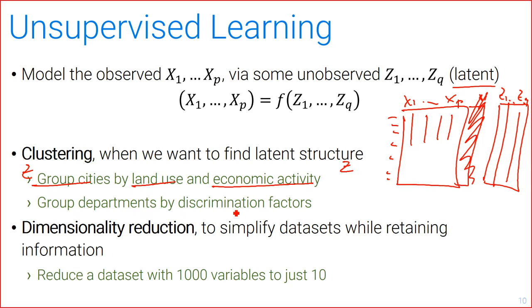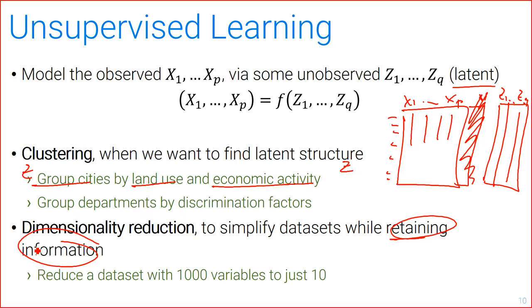And so the other problem is dimensionality reduction. And the point here is that we want to simplify a data set while retaining information. This is the important point. We want to retain information. So what is the point here? Imagine we have a data set with 1,000 variables, 1,000 X's. That is going to be a very large data set to try to do anything useful with. And so we have techniques to try to reduce that data set to, let's say, 10 variables or 11, 20, 50 variables, something that is a lot smaller, but still retains all the useful information that we have in those 1,000 variables.